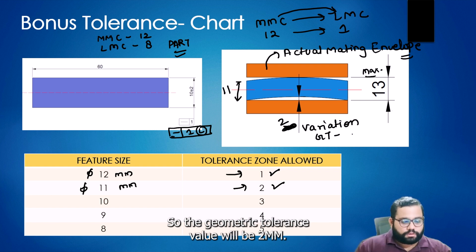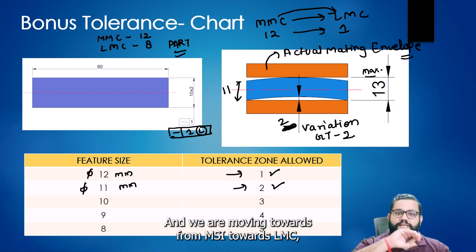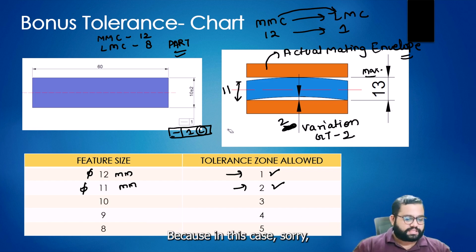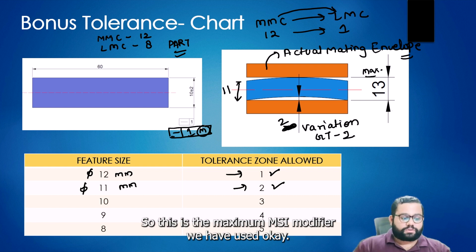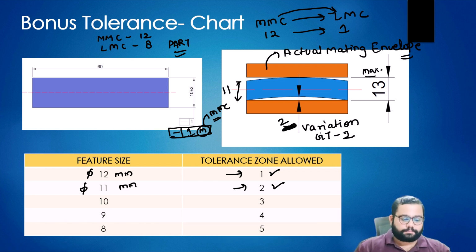Okay, so the geometric tolerance value will be 2 mm. So we get more tolerance as we are moving from MMC towards LMC, from maximum material condition towards least material condition, because in this case we have provided the maximum material condition modifier. So that's why we are moving from MMC towards LMC. This is the 2 mm variation we have. This is the bonus tolerance.